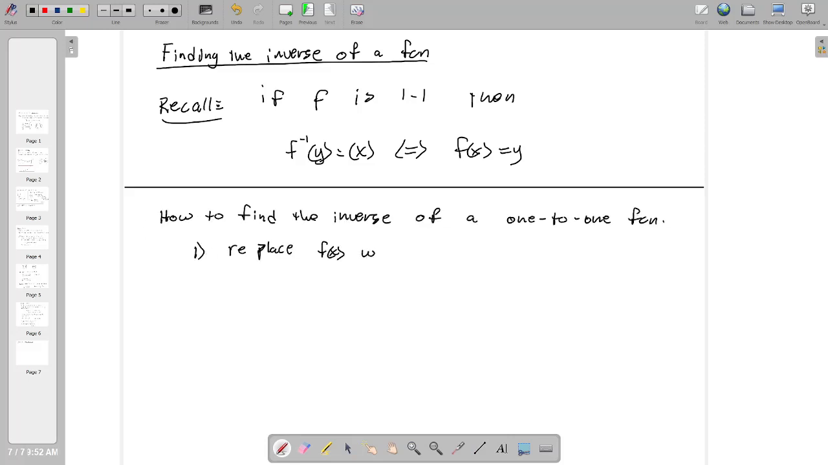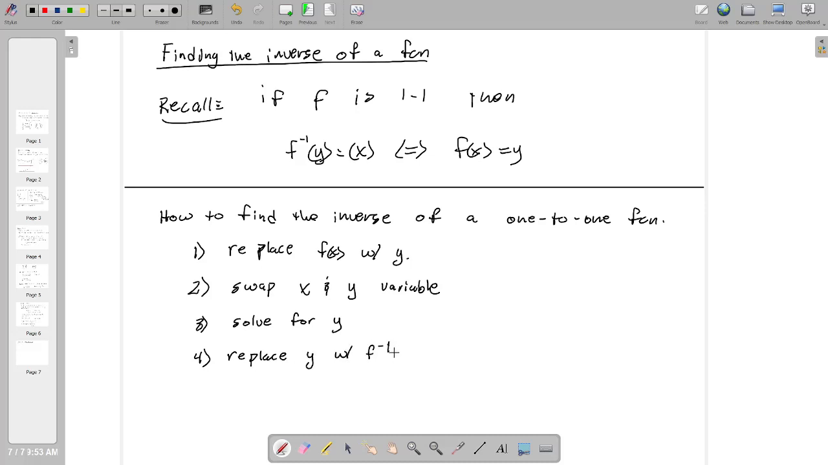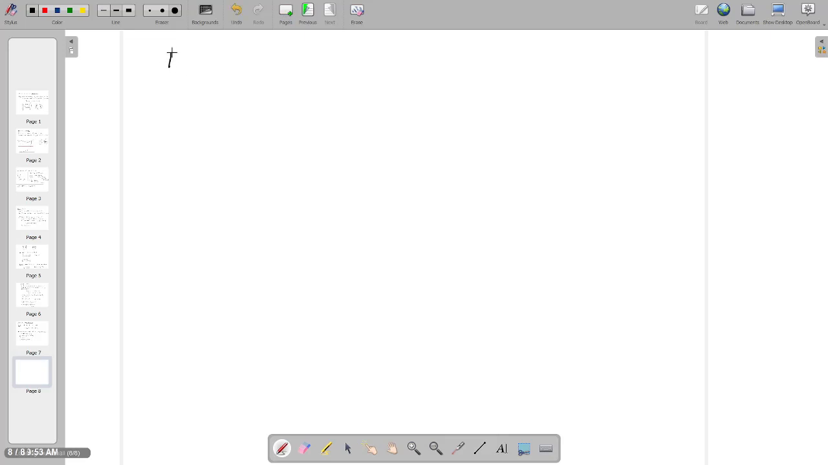1, replace f of x with y. 2, swap your x and y variables. 3, solve for y. And 4, replace y with f inverse of x. Let's go ahead and do an example here, where we'll do each of these steps. Find the inverse of f of x is equal to (x minus 1) over (x plus 2). Now this is a typical function that you'll see.